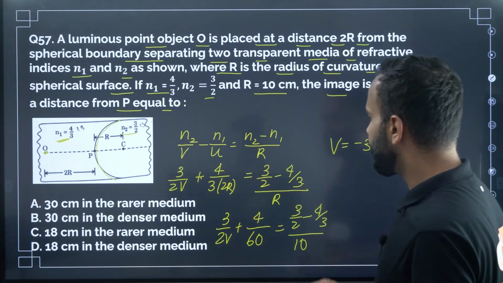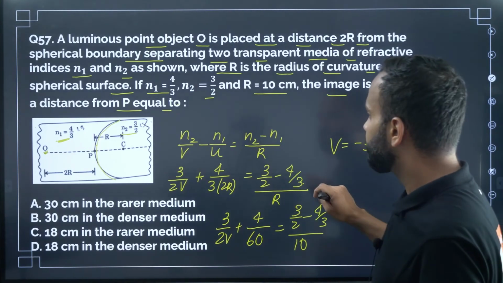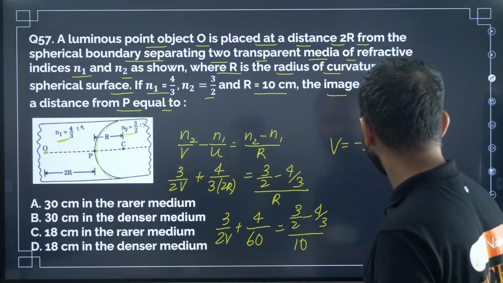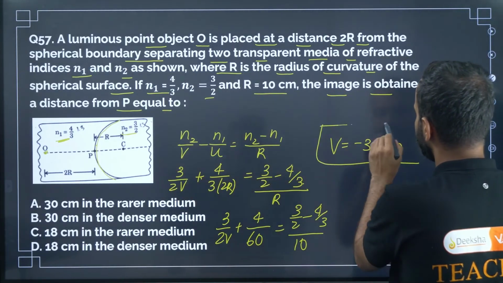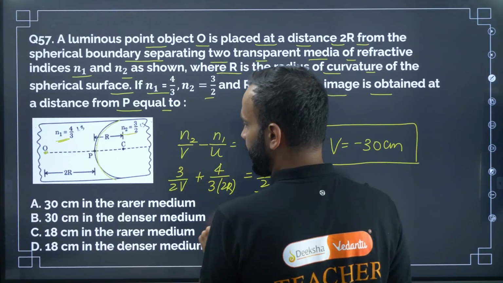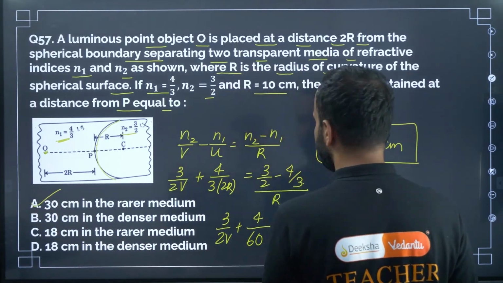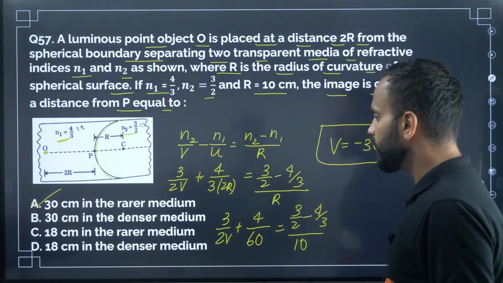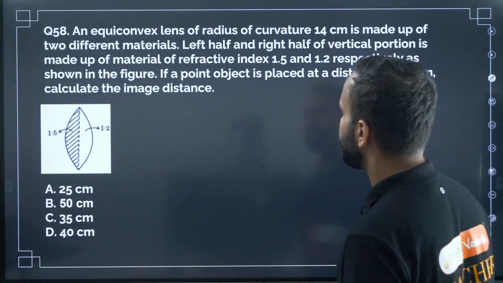What is the meaning of the negative sign? The negative sign indicates that the image is formed in the rarer medium. So the correct option is A, 30 centimeter, formed in the rarer medium. Next question, question number 58.